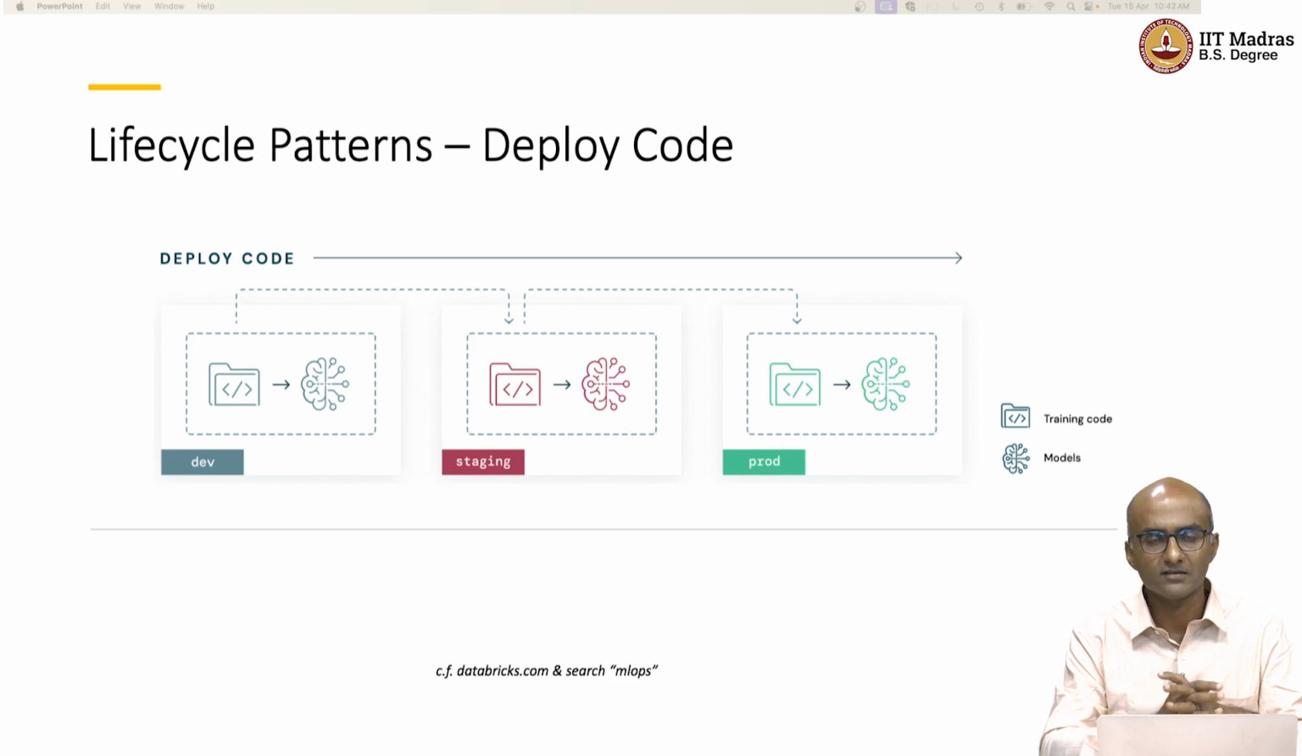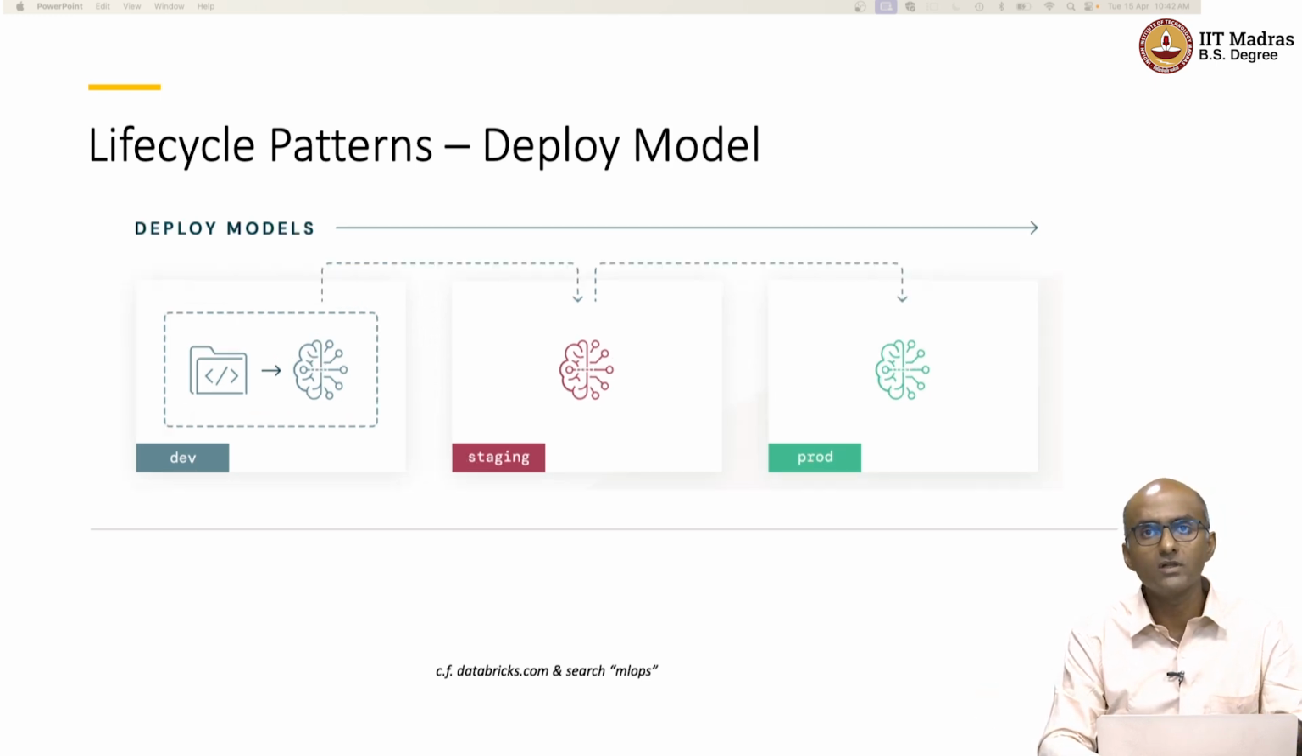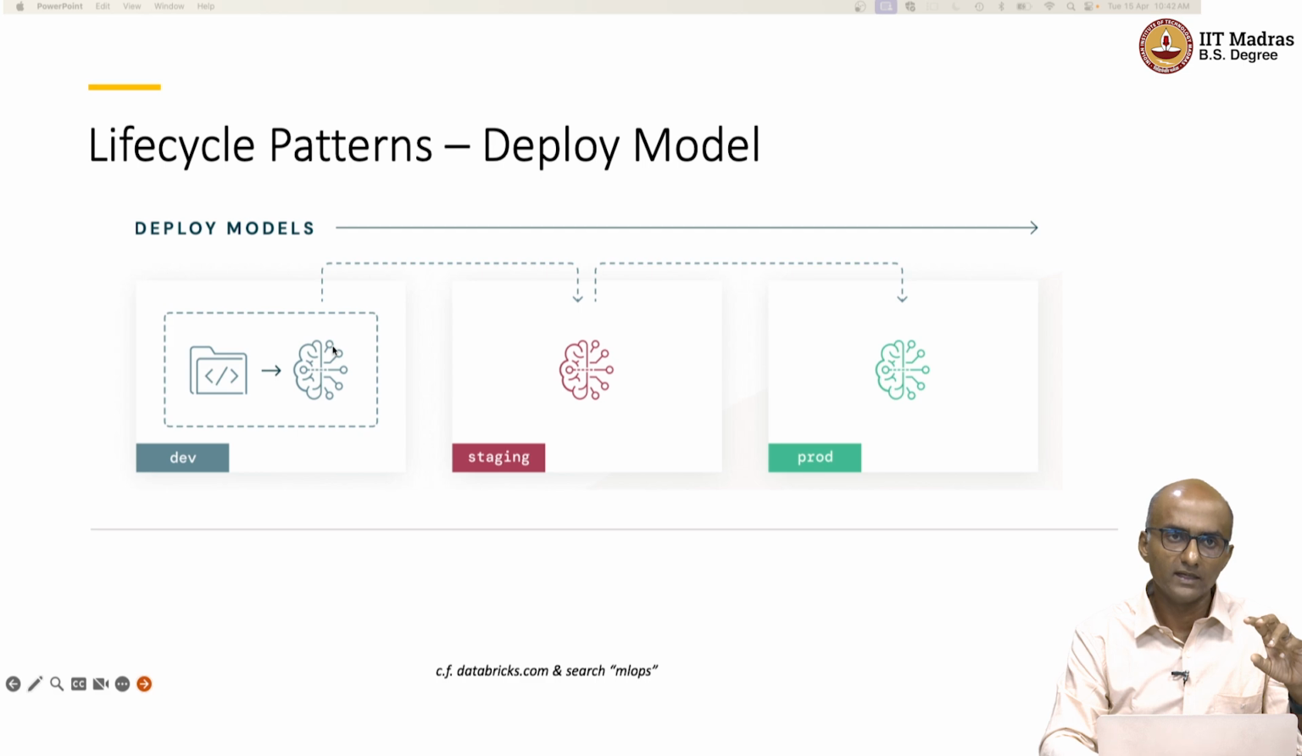So in essence, the code is what's getting moved forward to the environments. The model is not. The counter lifecycle pattern that's possible is deploy models as opposed to code. As you can expect from the name, what is getting pushed forward or promoted to the next stages or next environments is the model that's actually getting produced at the first step. So here, the development stage itself has produced a model which is actually worthy of being tested at larger scale with bigger data or with production grade data.